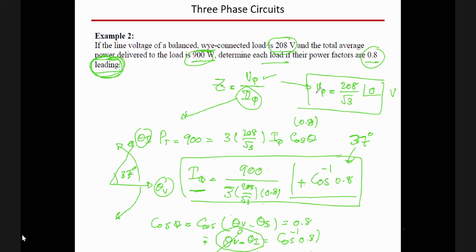So we have the phase voltage, we have the phase current, both of them magnitude and phase. So we can find now what is the impedance.